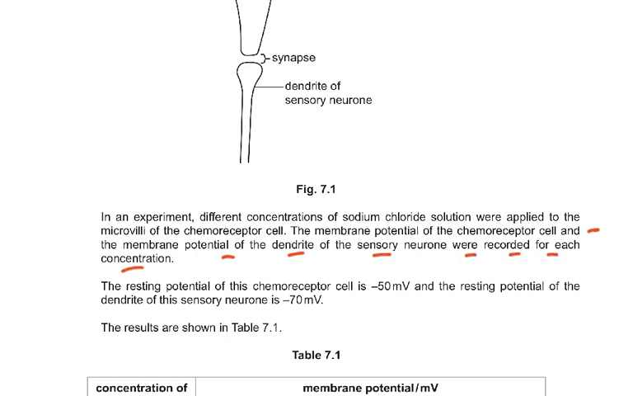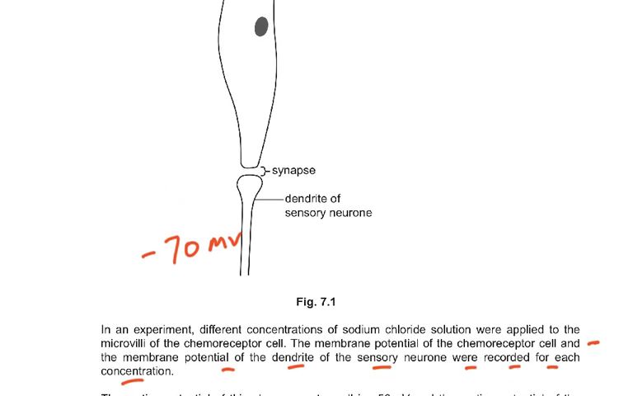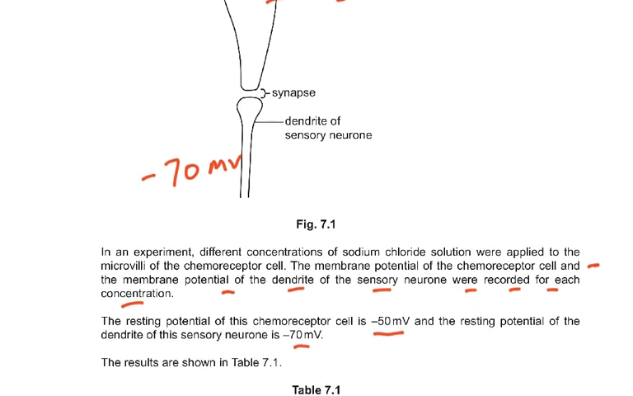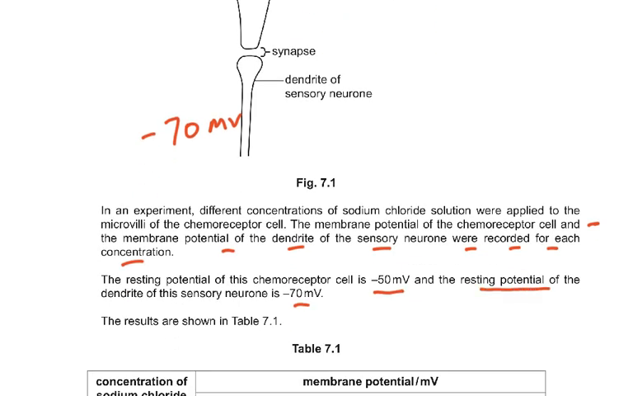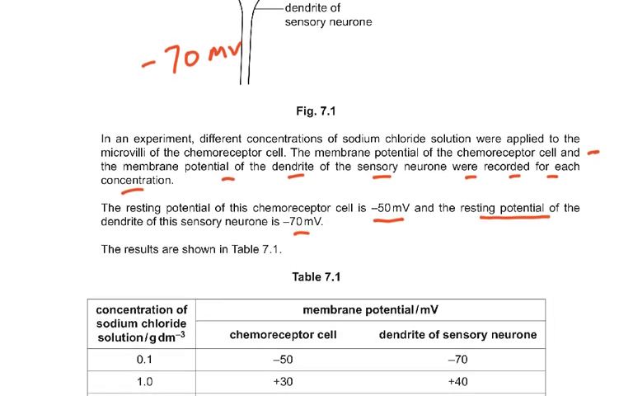for each concentration. The resting potential of this chemoreceptor cell is negative 50 millivolts, and the resting potential of the dendrite of the sensory neuron is minus 70 millivolts. You do this working, and the chemoreceptor is minus 50 millivolts. This is the resting potential of the dendrite, and this is the resting potential of the chemoreceptor. So negative 50 and negative 70. The results are shown in table 7.1.